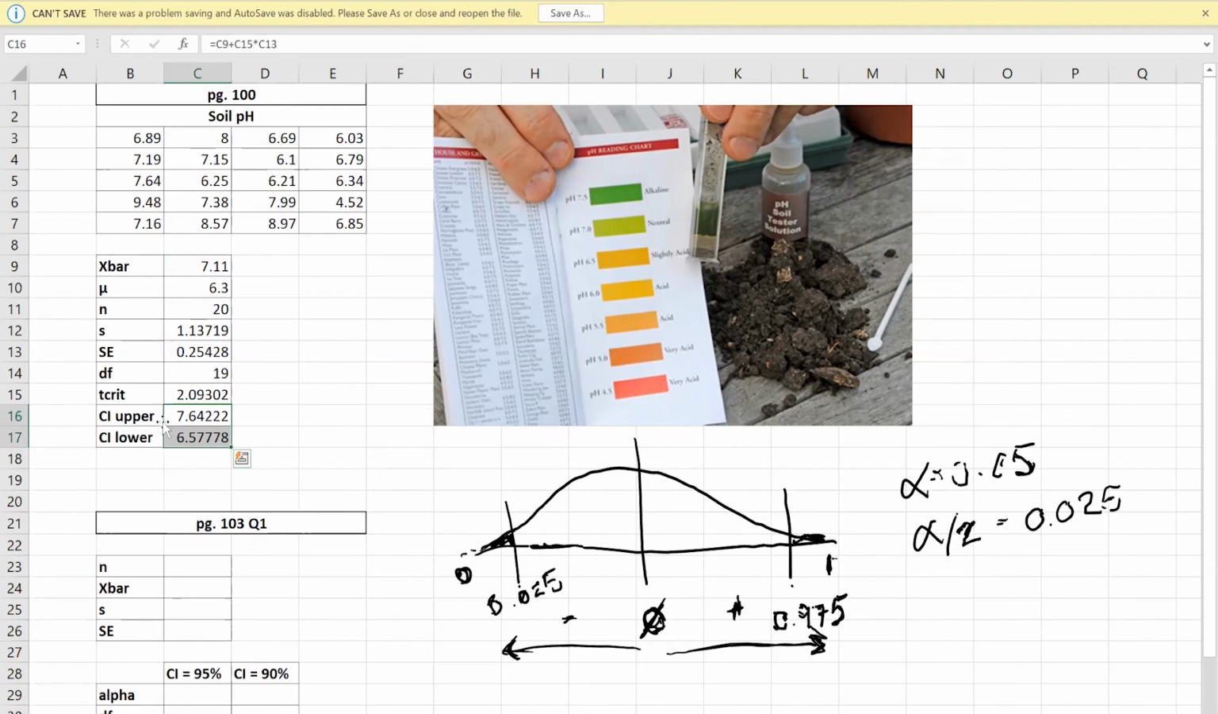I gave you two boxes here. I have critical upper, critical lower. If I just had one box, I would want you to type it as curly brace 6.577 or 578. Remember, 3 decimal points after the point, comma, 7.642. Close.